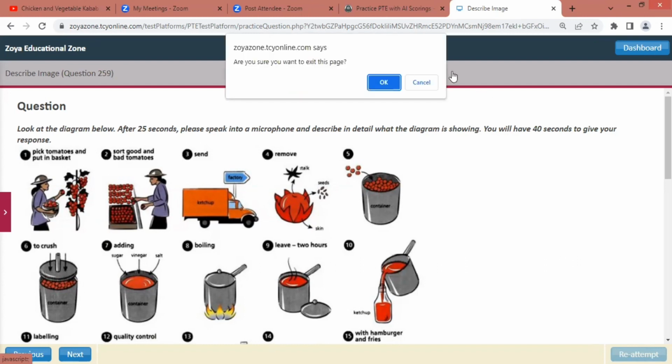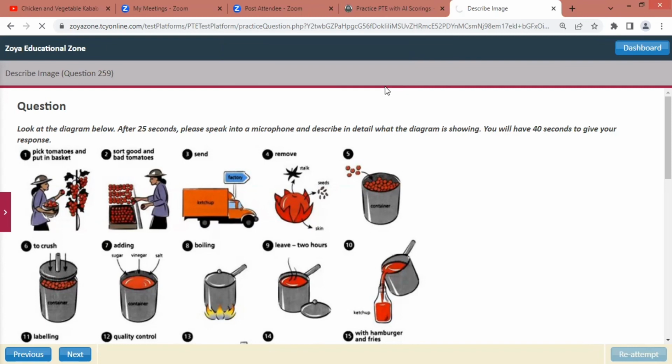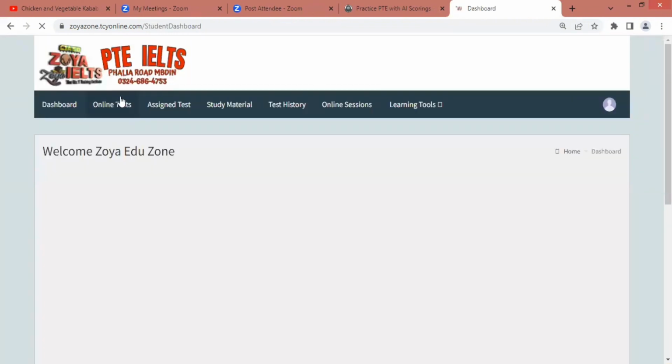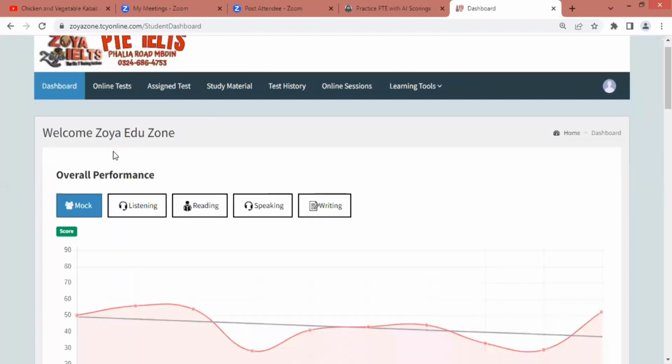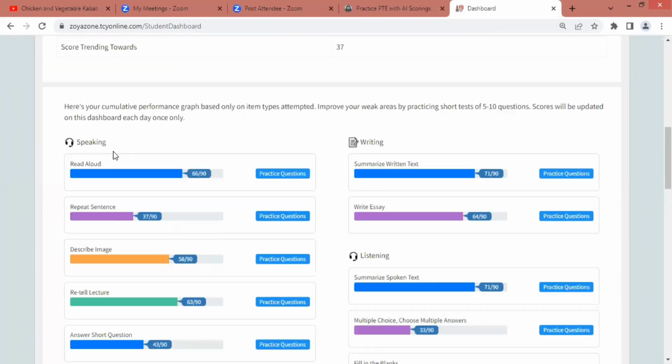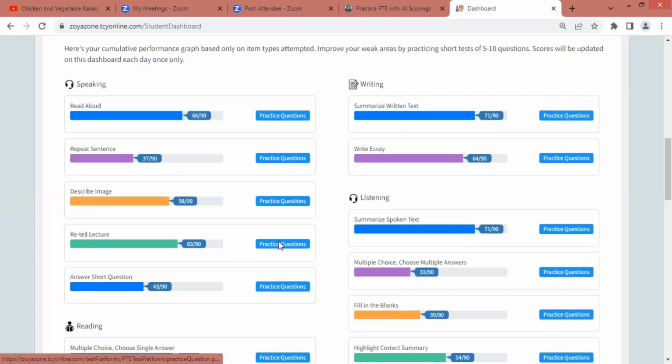Then we need to move toward the next one. Next, and the most major question in the speaking part, is read, tell lecture. We just have to listen to the lecture, and after that we need to tell it again. I just need to open one lecture. From that, we will be able to understand the idea properly. So here we have read, tell lecture.